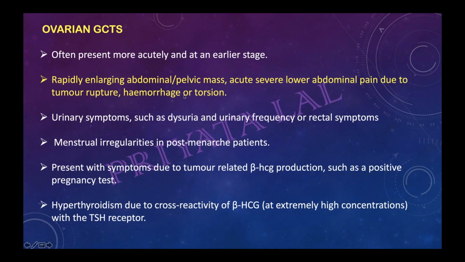So you will find a question in your exam that asks you to identify a tumor that has a tendency to present acutely, with suspicion of tumor rupture, and the answer will be GCT. The urinary symptoms and rectal symptoms occur like epithelial cancer. Menstrual irregularities may be there because they are hormone secreting. Sometimes they present with beta hCG production, so the urine pregnancy test may be positive.